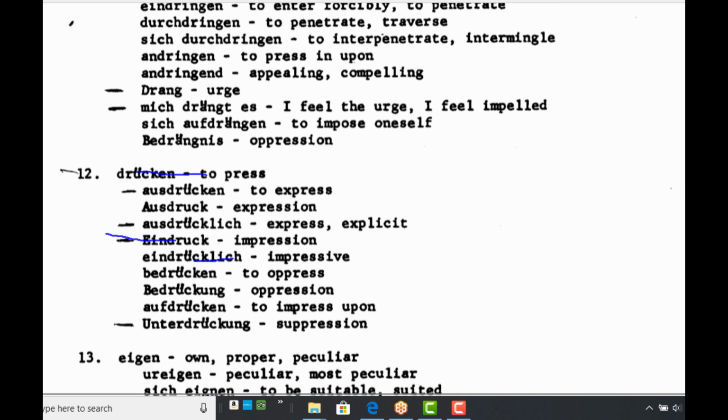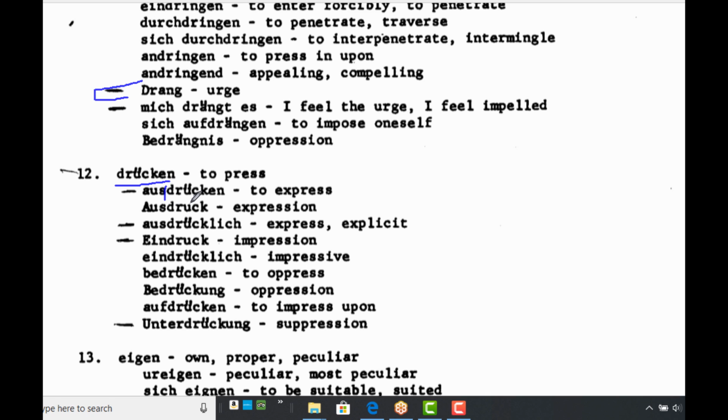Okay, so the words here that should be learned are just three in this particular grouping. So Drang, der Drang, the urge. Der Drang, the urge. You have Sturm und Drang, which is the Sturm und Drang period in German literature that Goethe was so instrumental in creating or forming. It just means storm and stress, literally, or urge. Mich drängt es. I feel the urge to do something. I feel impelled, etc. And then drücken is a very nice word, to press simply. So aus we know means what?